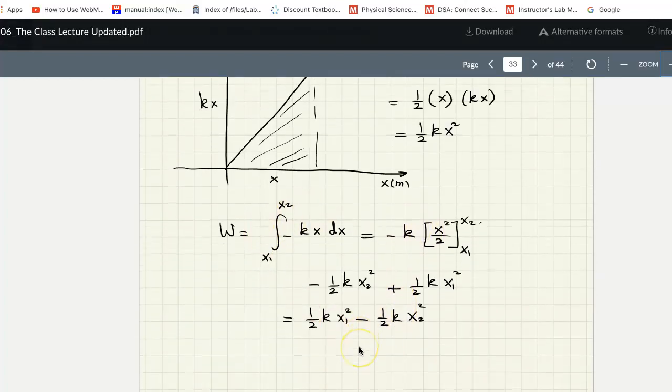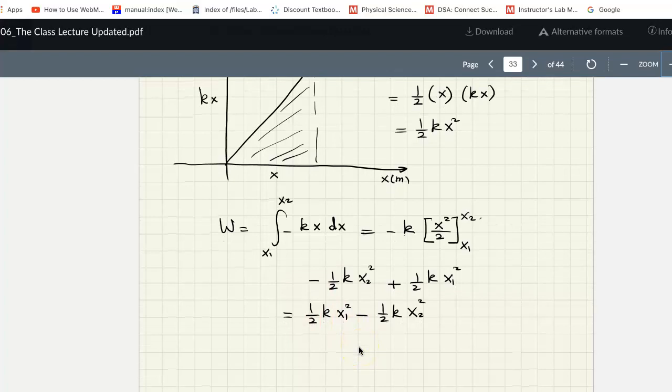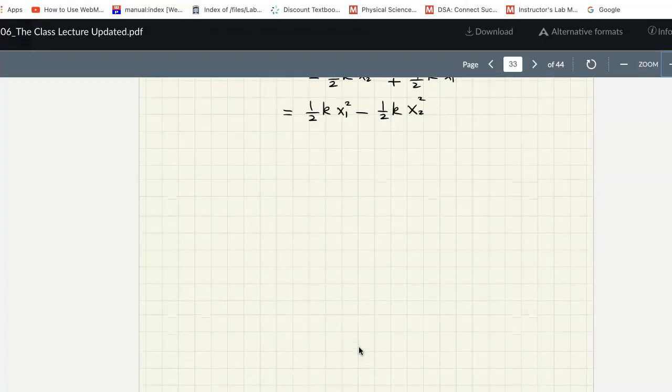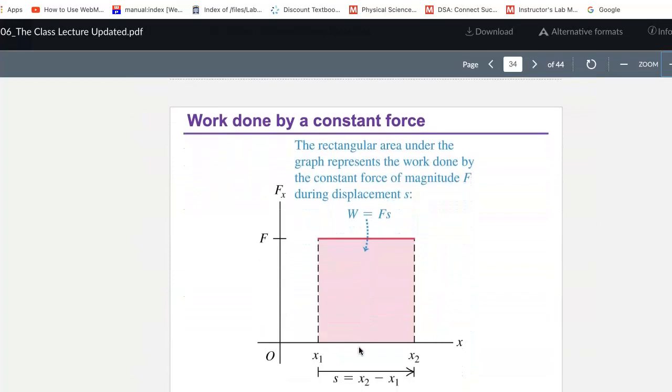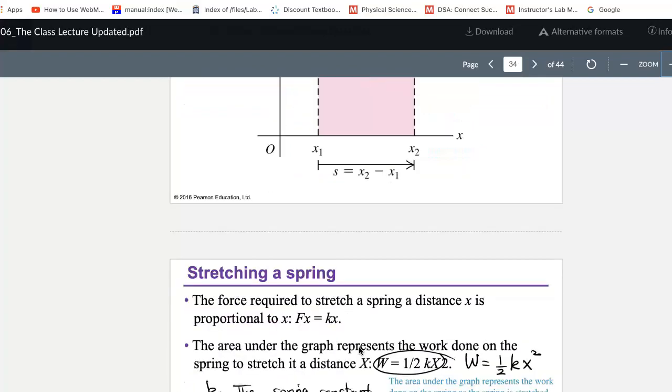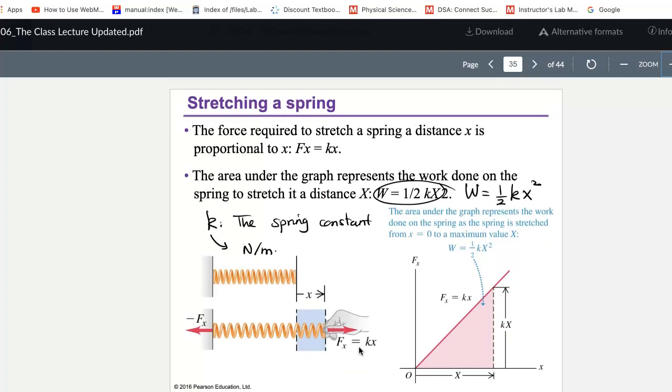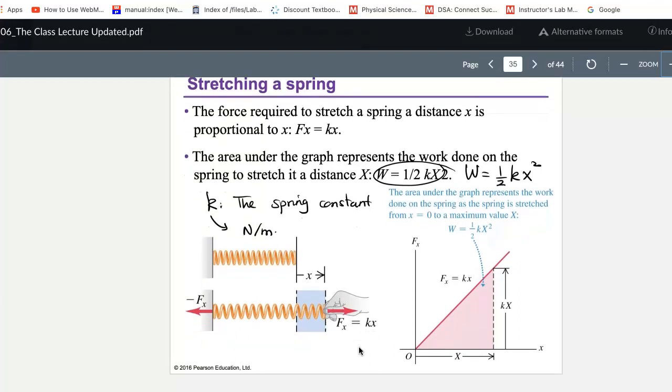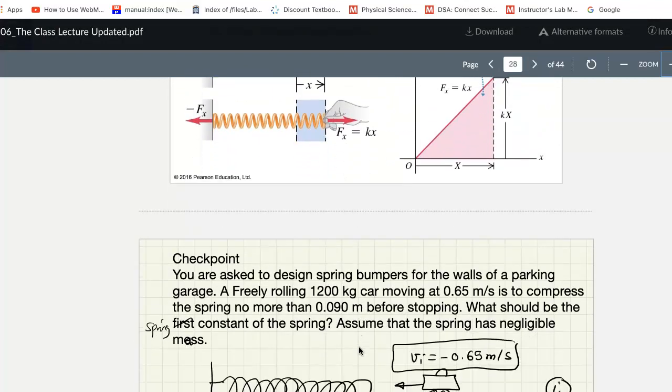Now we can, of course, use integration between 2 points x1 and x2, and we're going to conclude that the work done is 1/2 kx1 squared minus 1/2 kx2 squared, and this is because we have initially a negative in the equation. Again, when it is a rectangular area, it is very easy: length times width. For the spring, it's going to be a triangle, 1/2 kx squared.